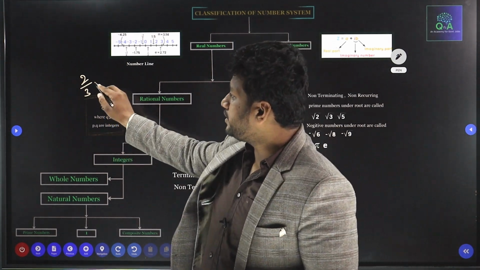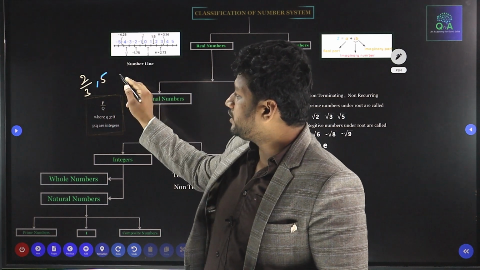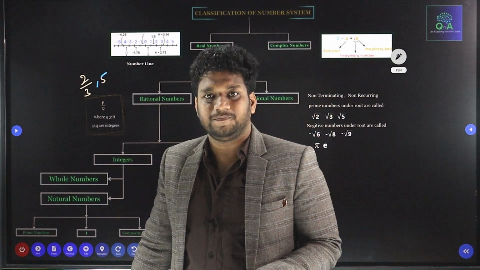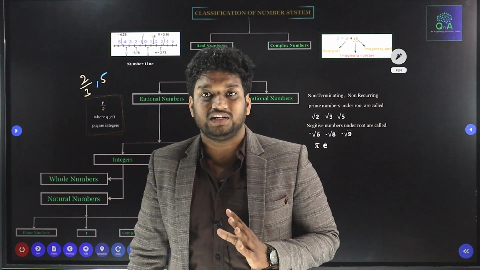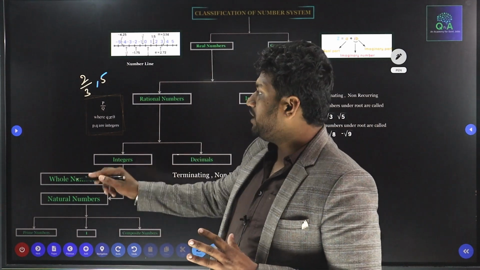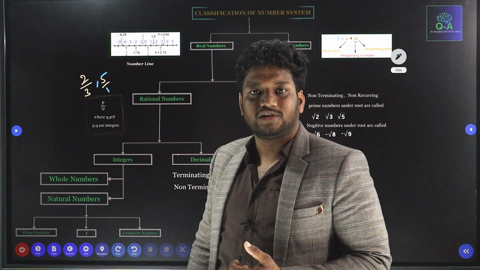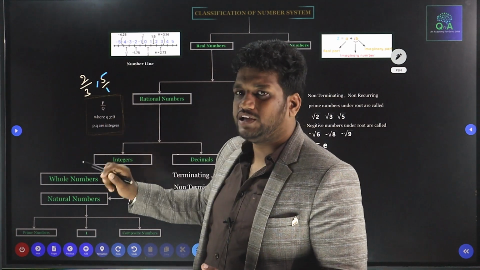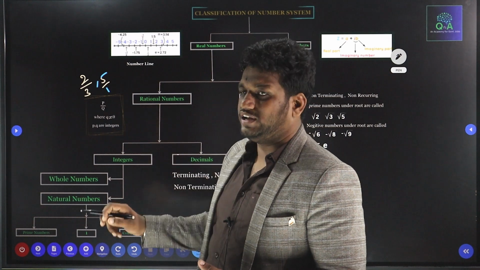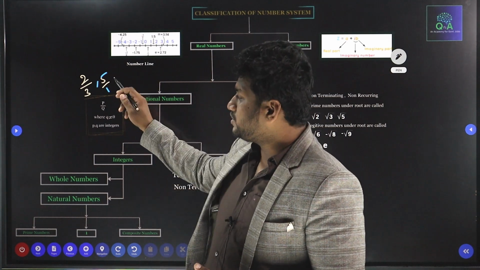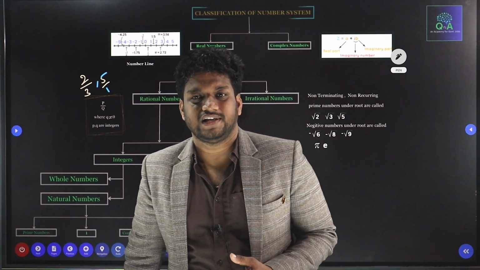If I take one more example, 5. Can you tell me whether 5 is a rational number or not? Maybe you are thinking that it is not a rational number. But if I write it as 5 by 1, then is it a rational number or not? Again, it is in the form p by q only. Here also q is not equal to 0. So this also I can consider as a rational number.